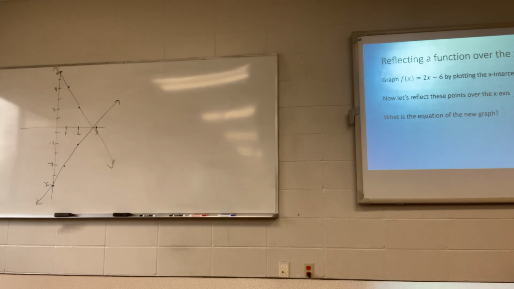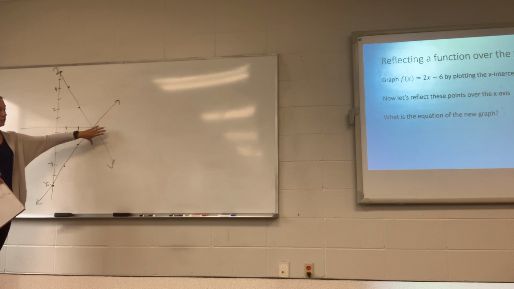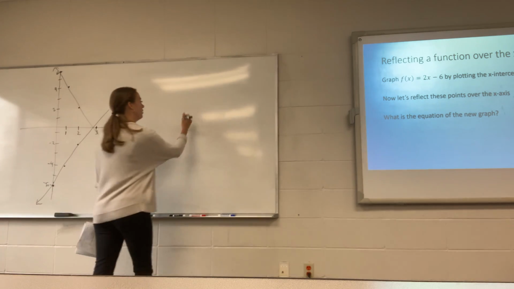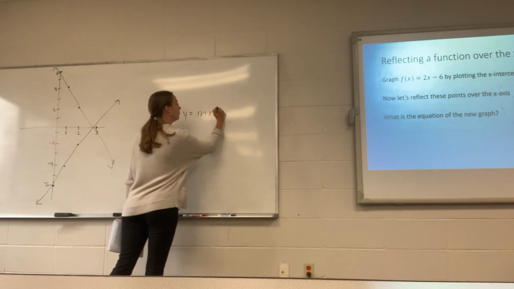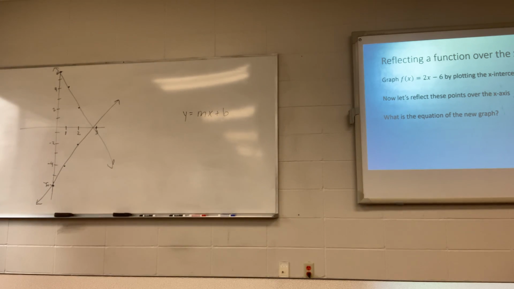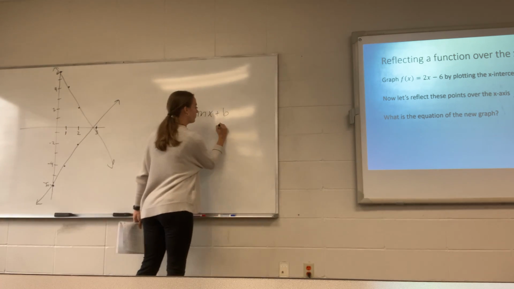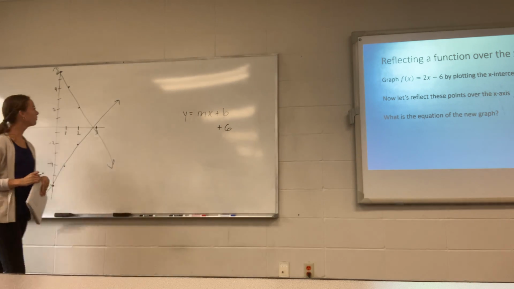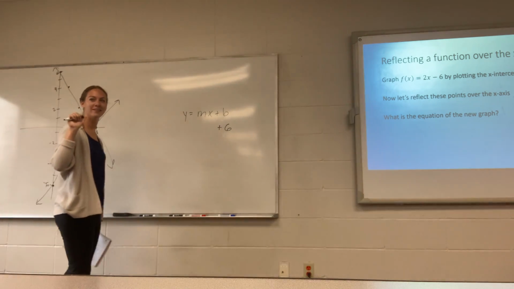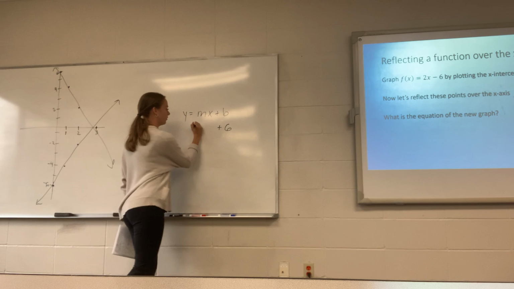Yep. So now it says I need to figure out what the new equation of this line is. Thinking about what we know about linear graphs, it's going to be in y equals mx plus b, right? So I'm trying to write a linear line. What's my y-intercept of this graph? 6, yep. So I can go ahead and fill that in for my b. And what's my slope of this going to be? Yep, it's negative 2.